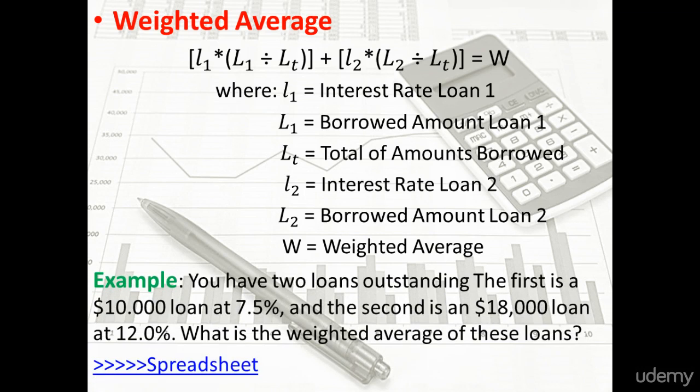And here is an example. If you have two loans outstanding, the first is a $10,000 loan at 7.5% and the second is an $18,000 loan at 12%. What is the weighted average of these loans? Let's summarize this on a spreadsheet.